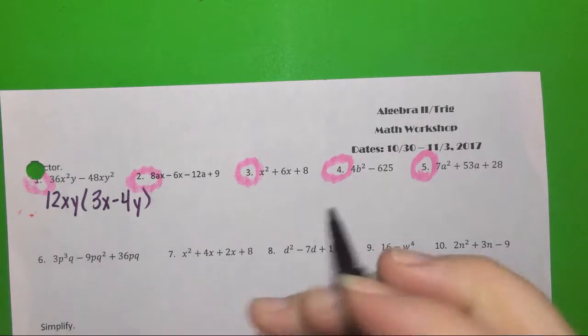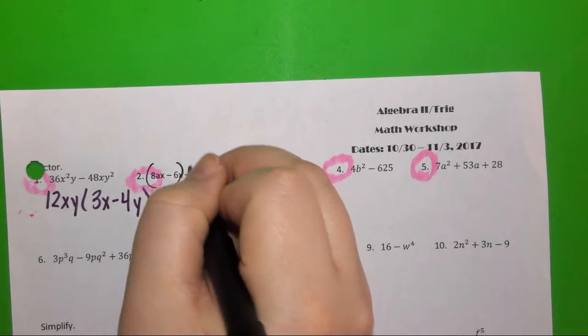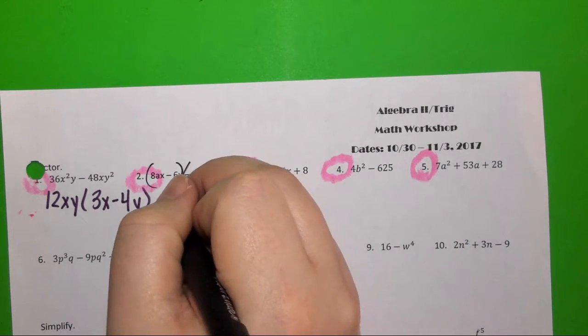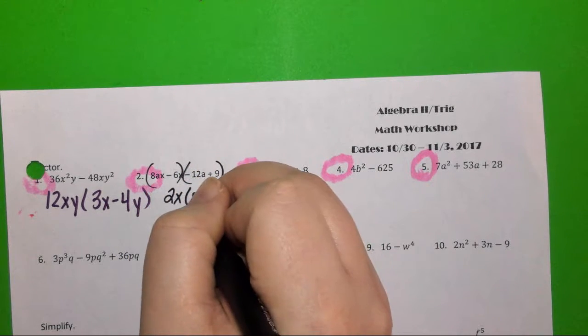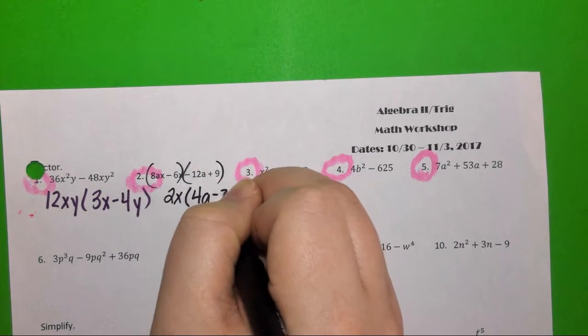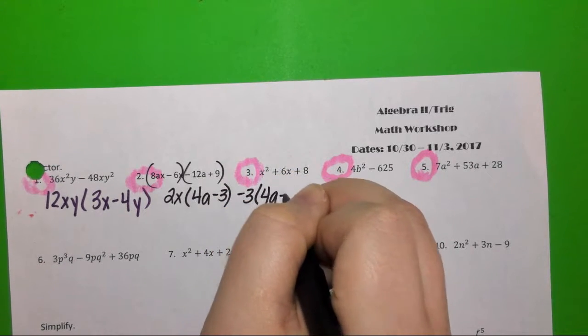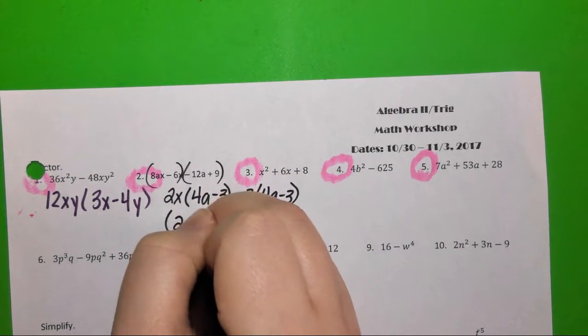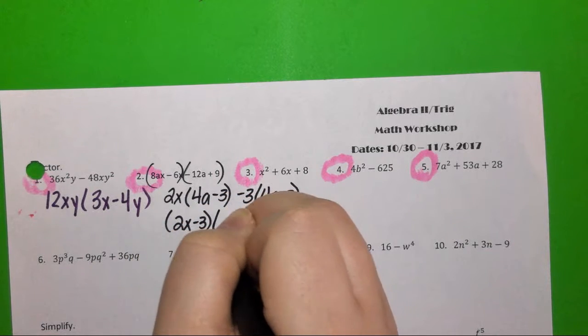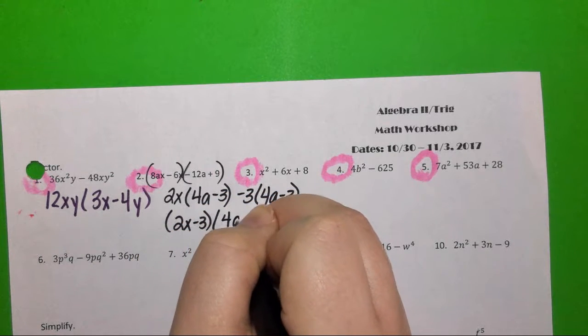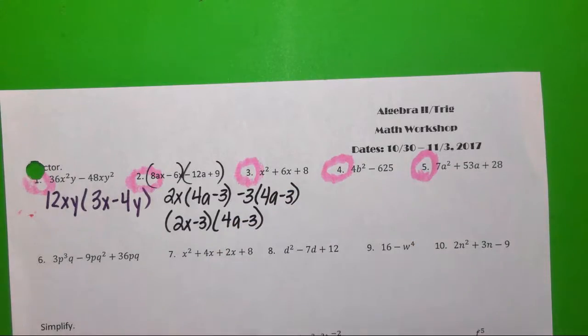Number 2. Yes, 4. Do you do grouping? Yes, I do grouping. And what do you take out? 2x. And you're left with? 4a minus 3. And what do you take out next? Negative 3. And you're left with? 4a minus 3. So your final answer is? 2x minus 3, 4a minus 3. Perfect. And 4 gets, I made him talk a lot through that. We're going to give him 2 points. I made him explain every step of that.